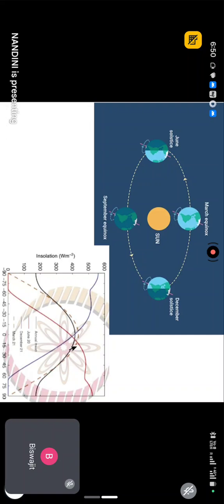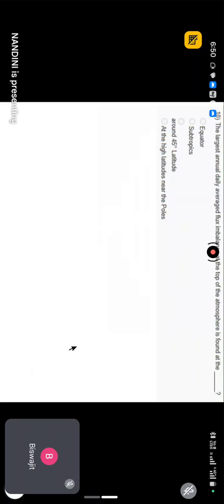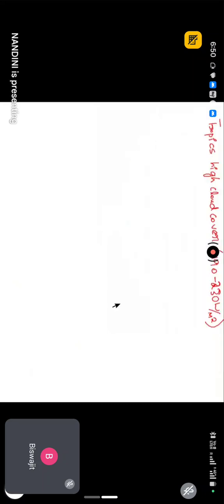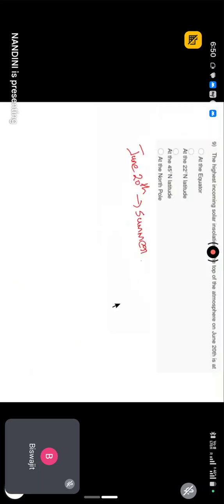So if you look at the insolation, here the question was the largest annual daily averaged. No, not this question, right? Yeah, this one. The highest incoming solar insolation at the top of the atmosphere on June 20th is at... Now, can you tell me? Highest insolation during June 20th is at? Yeah, it is at the North Pole.